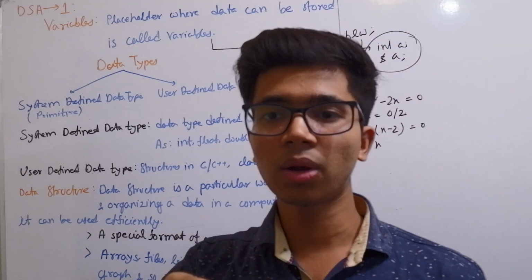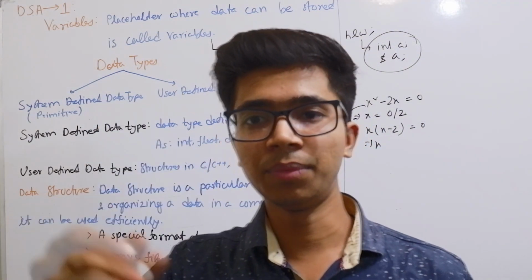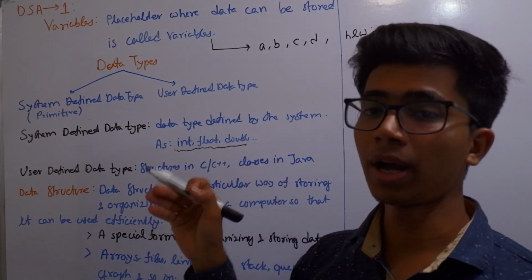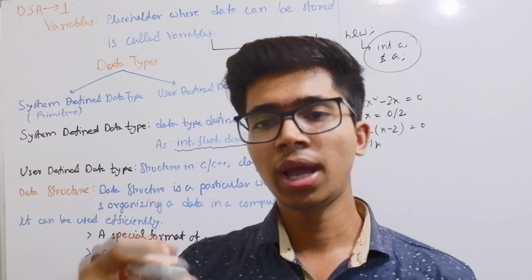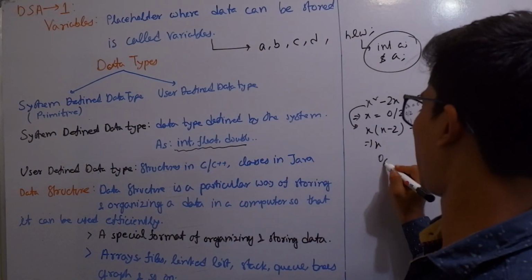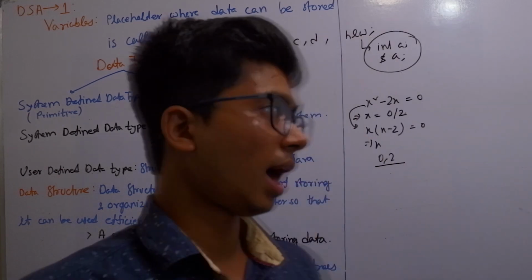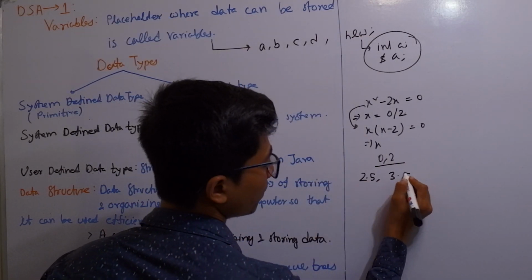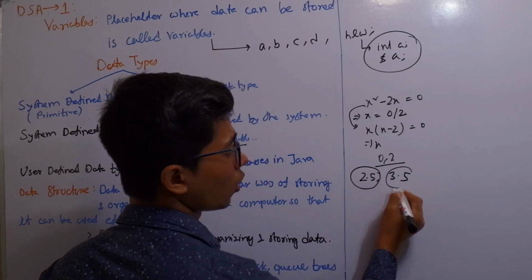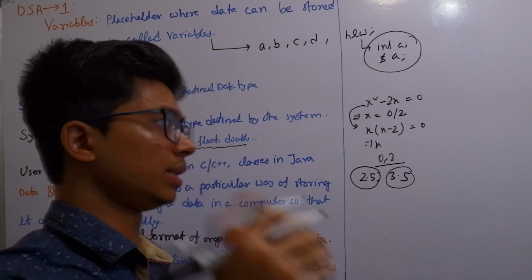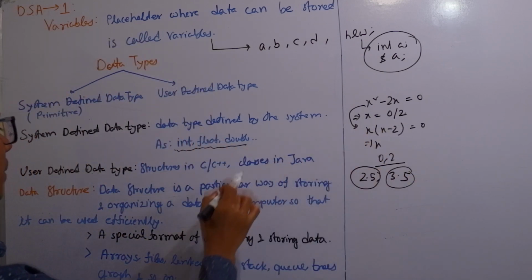These are already previously defined in the system, so these are called system defined data types. You might be thinking, what is integer, what is float? I think you have a brief idea. Integer is something like 0, 2, etc. Double and float are like 2.5, 3.5. Float has a short range and double has a long range. These all come under system defined data types.